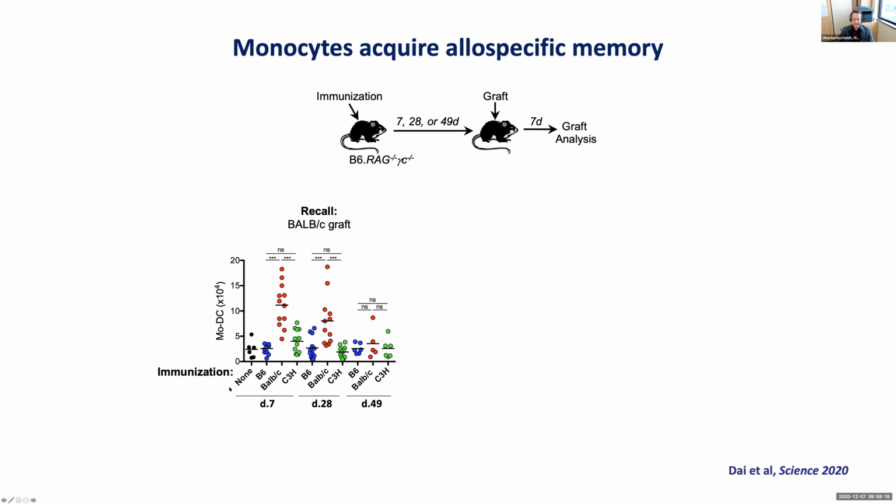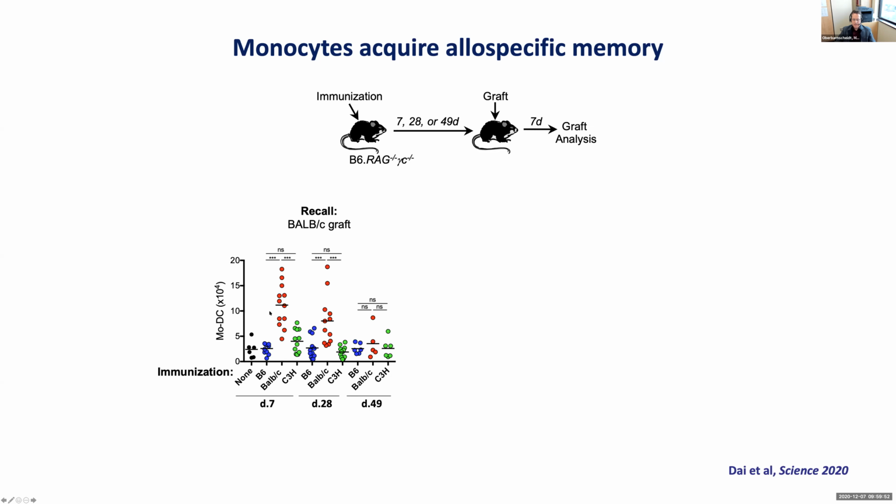And we immunized RAG gamma chain knockout recipients with either no immunization, B6, BALB/c, or C3H splenocytes that were irradiated, and then transplanted a BALB/c bone marrow plug after 7, 28, or 49 days, and came back 7 days later to analyze graft infiltration of the bone marrow plug.